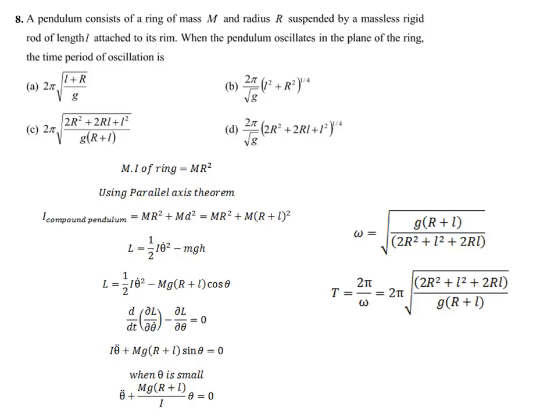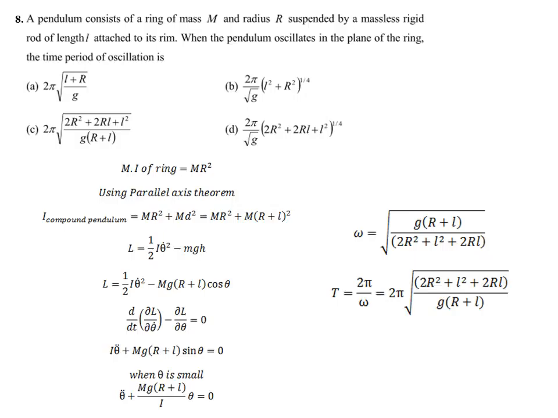The moment of inertia of the ring is mr^2. We have to find the moment of inertia of the compound pendulum. So using the parallel axis theorem, we get the moment of inertia of the ring plus m d^2. So we get mr^2 + m(r + L)^2. The Lagrangian of a compound pendulum is 1/2 I theta dot^2 - mgh, and it is clear that the height is (r + L) cos theta.